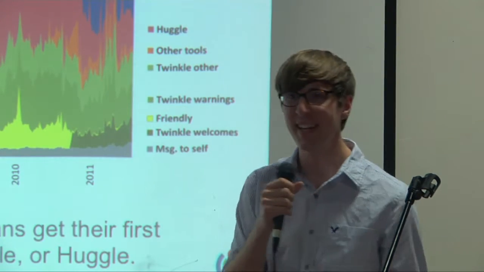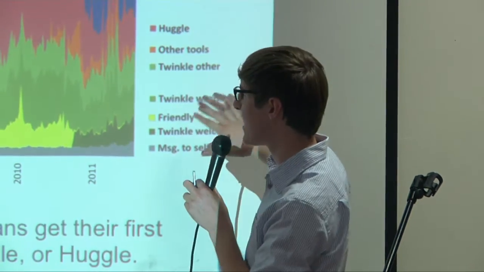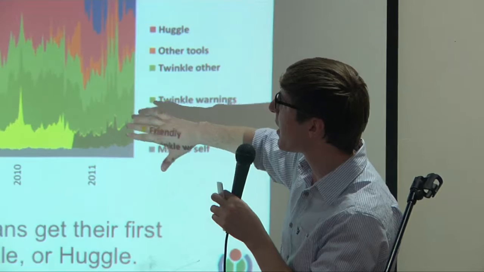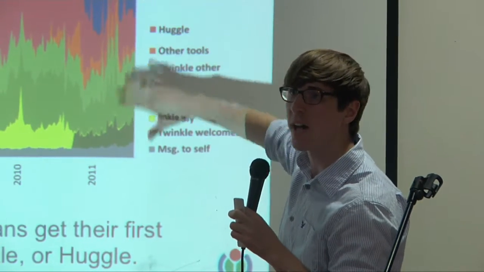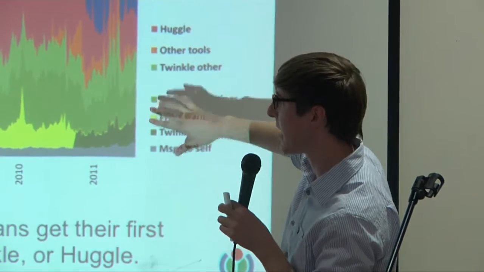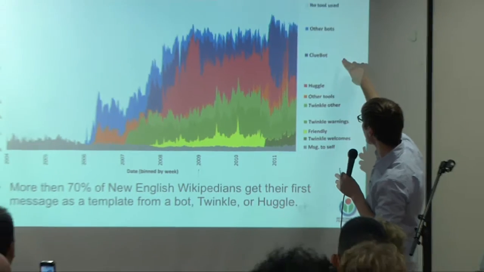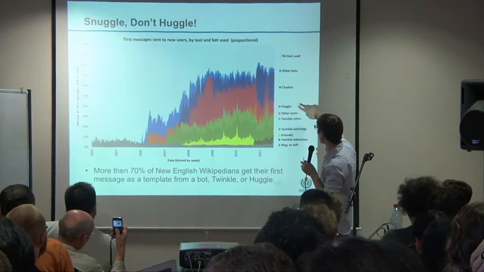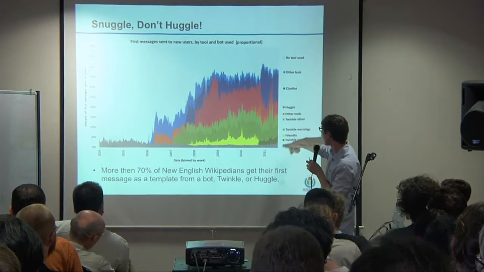And then the last one is, that's actually a joke, snuggle, don't huggle, but it's a little bit complicated to see, but this is a chart of all of the newbies who get a first message and edit, what their first message to them was and by what tool. And so we have bots, one bot called ClueBot, Huggle, Twinkle, the different kinds of that, Friendly, which was eventually merged into Twinkle, that kind of thing.